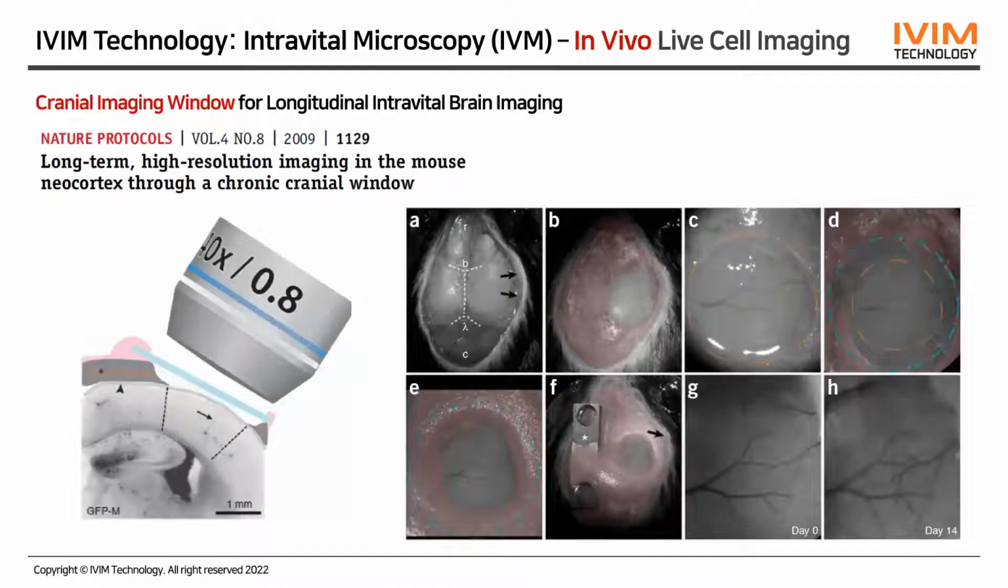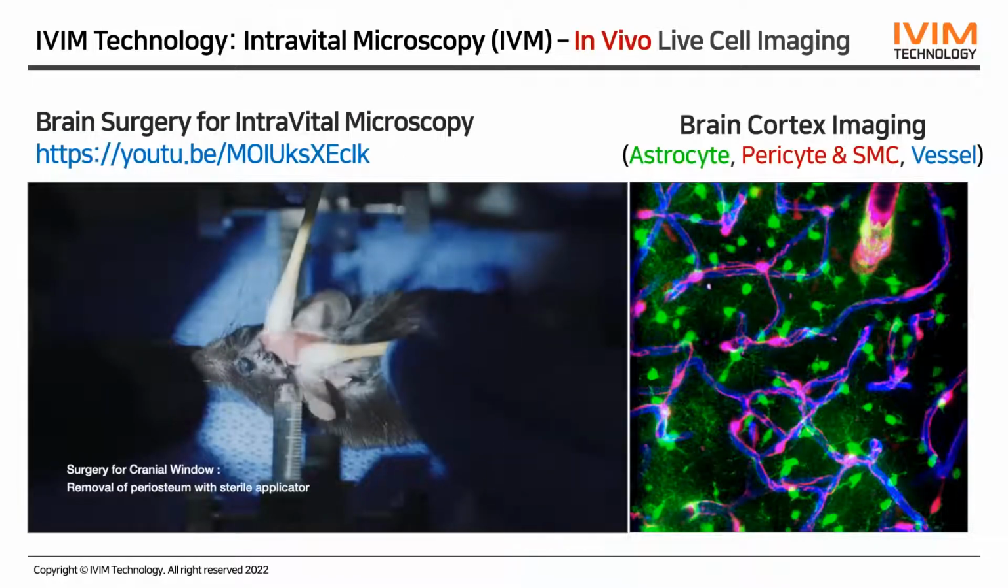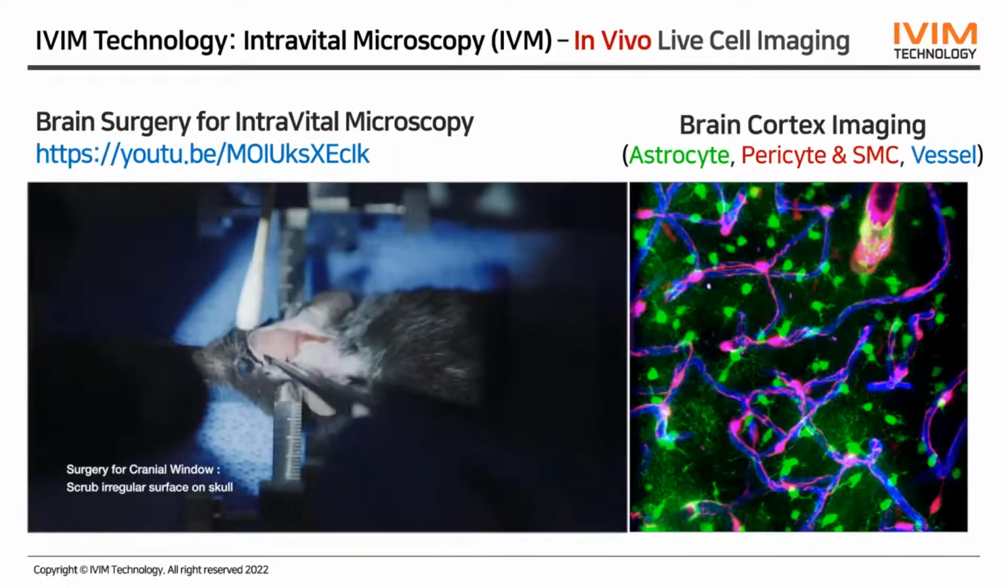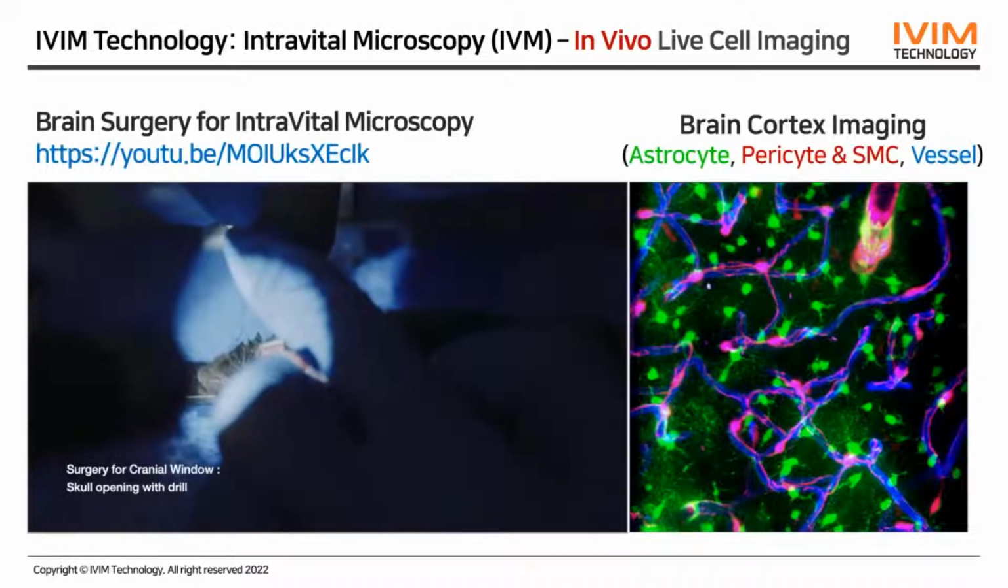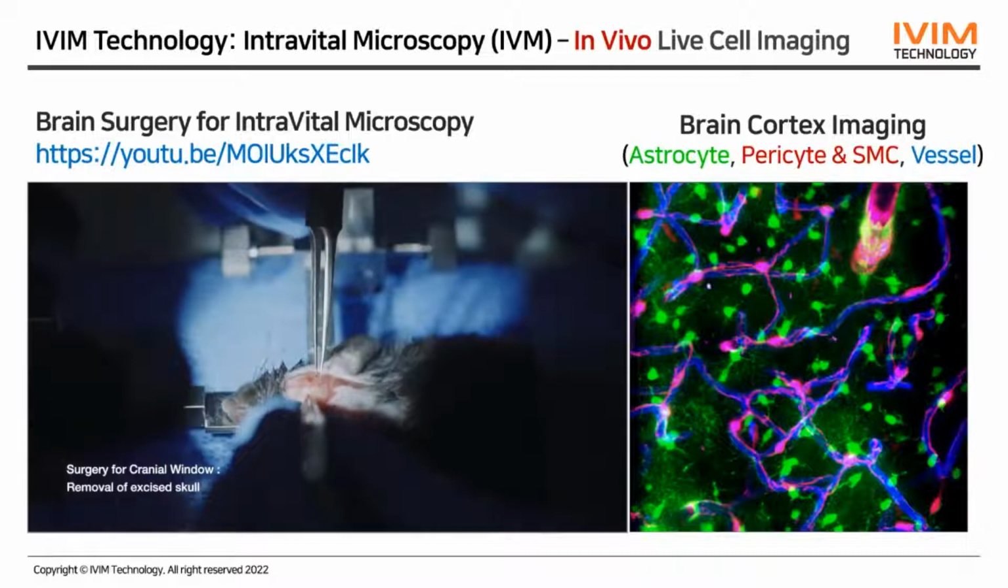For longitudinal in vivo imaging of brain, we utilized a cranial imaging window. We implanted the cranial imaging window chamber using dental cement on cranial bone as in this picture. Firstly, we make a scalp skin incision, remove periosteum with sterile ear tips, and scrub the surface of the skull, and make a circular groove in the skull with a drill and remove the excised bone flap. Then cover the dura with the cover glass.